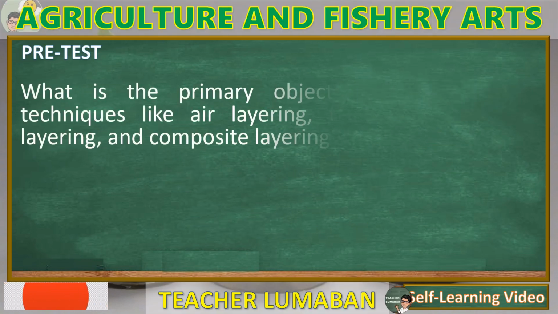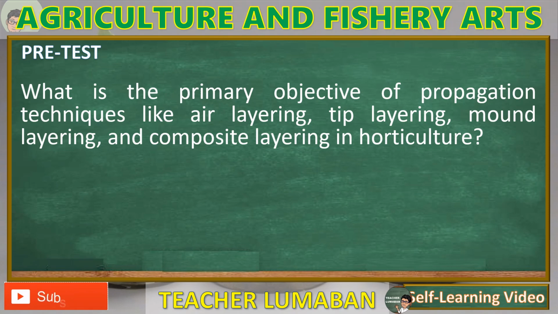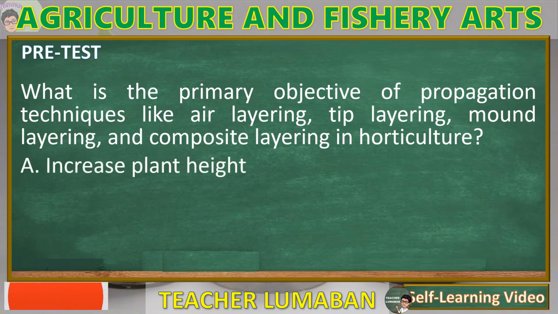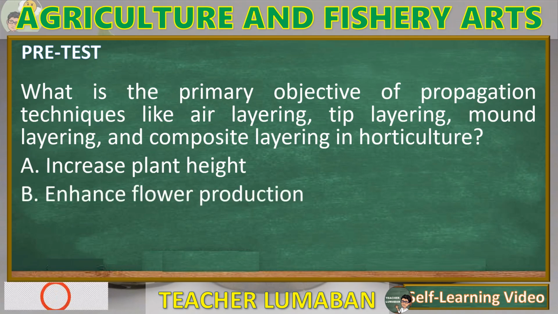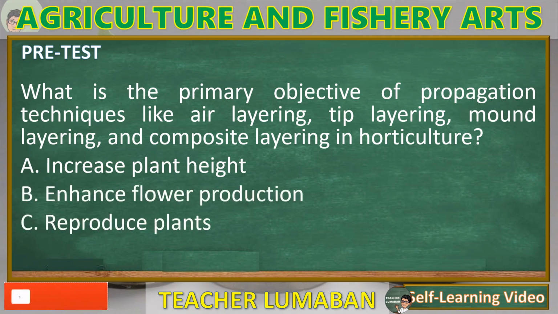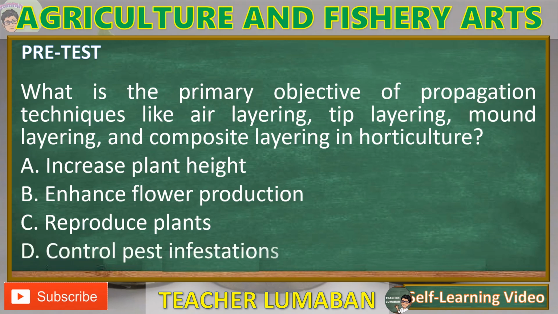What is the primary objective of propagation techniques like air layering, tip layering, mound layering, and composite layering in horticulture? A. Increase plant height. B. Enhance flower production. C. Reproduce plants. D. Control pest infestations.